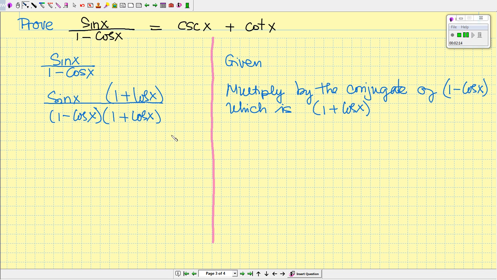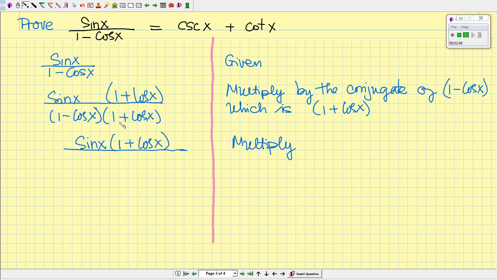So now the next step, we just go ahead and multiply and simplify. Okay, so let's start with our numerator. So on the numerator, I'm not going to take care of the denominator first. I'm going to go ahead and copy down the numerator: sine x times 1 plus cosine of x. So we'll start with the denominator.